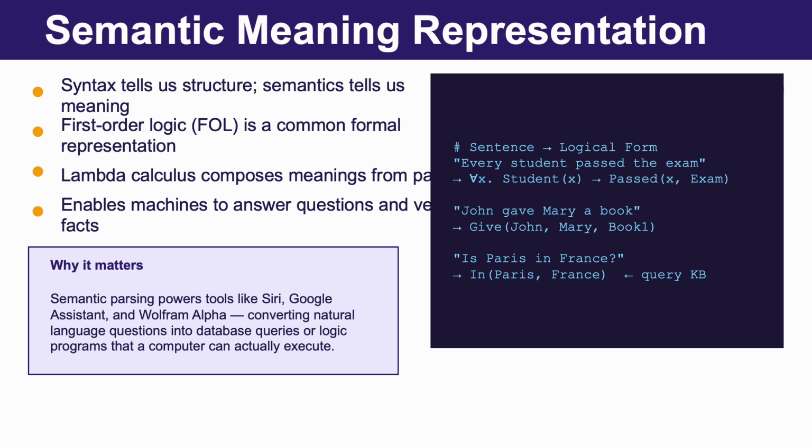First order logic is one of the most common ways to represent the meaning of natural language sentences formally. It uses predicates, variables, and quantifiers to capture the relationships between entities that a sentence describes. A sentence like "John loves Mary" becomes the logical form love(John, Mary).